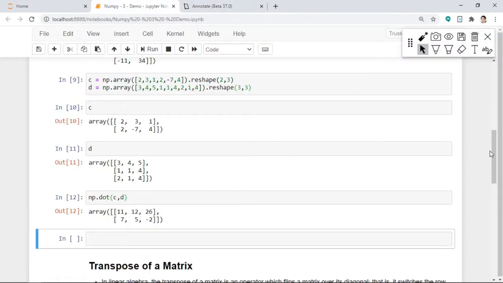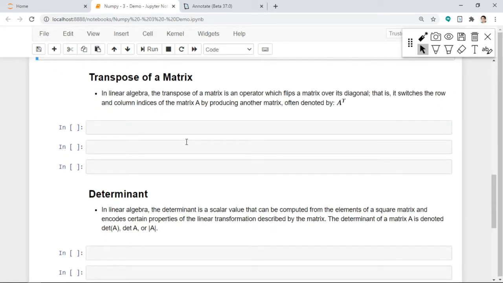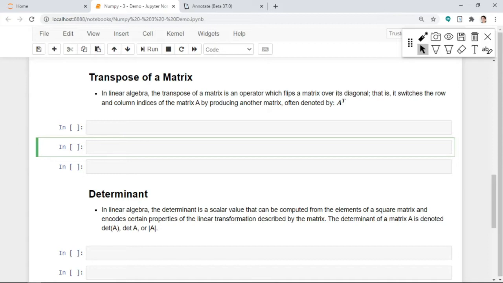For the next section, we will have the transpose of a matrix. A transpose of a matrix in linear algebra is an operator which flips a matrix over its diagonal. It switches rows and columns. That's the only bottom line here. It is often denoted by A with a superscript of T. How can you do the transposition of a matrix? I think this one is very easy.